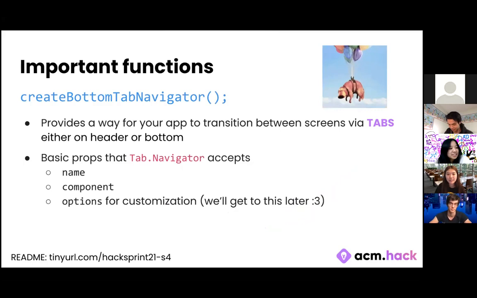Important functions that we need for creating our tab navigator is firstly createBottomTabNavigator. So this is quite similar to our createStackNavigator. They have a lot of similar functionalities. So again, this is a way for us to transition between screens via tabs, either on the header or on the bottom, which you saw on the Instagram, which had all of those tabs that we navigated through. And once again, the tab navigator has name, component, and then also options. And these options are for customization again. So a very similar idea with the createStackNavigator.